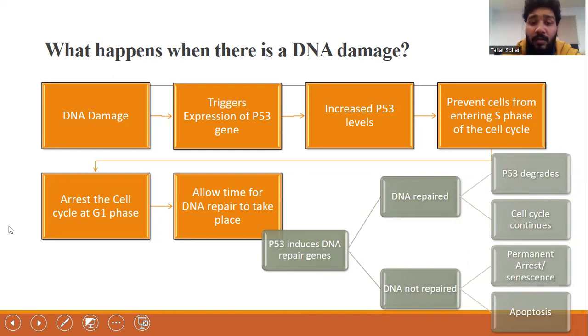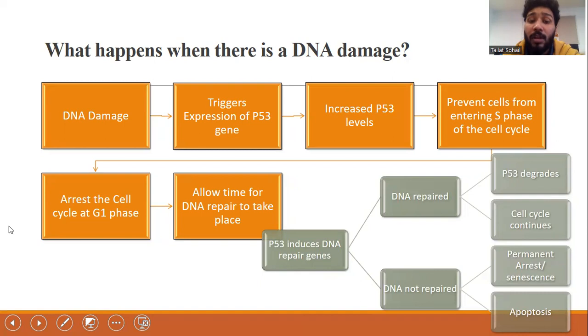So the question arises: how does DNA repair happen? Here P53 also induces more DNA repair genes, which help in DNA repair. Now two things can happen here. One, the DNA is repaired completely. Two, the DNA is so damaged that it cannot be repaired. When the DNA is repaired, there is no need of P53, so it is degraded and the normal cell cycle continues. While on the other hand, when DNA is not repaired, then P53 does either of these two things.